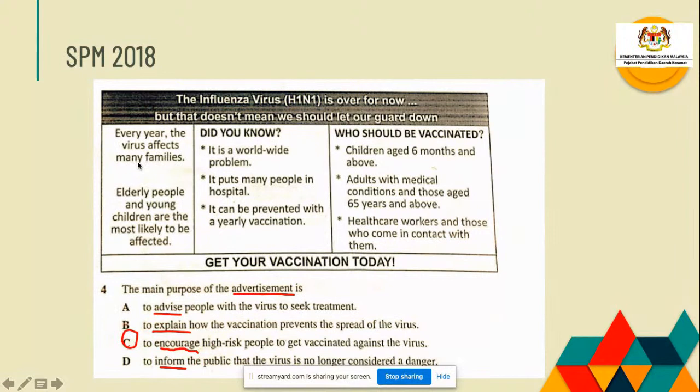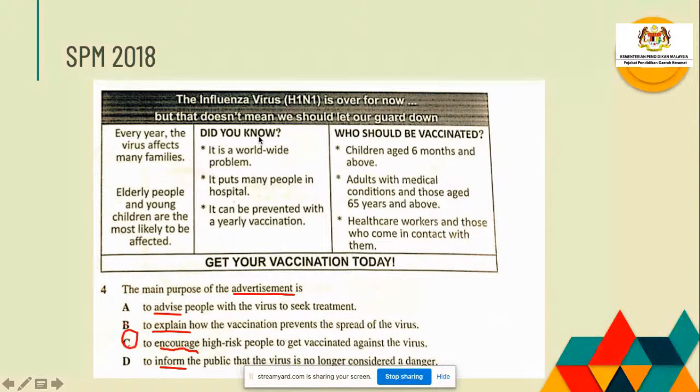So adakah ini menjawab mana-mana tadi? Advise, explain, encourage, inform? Tak ada kan, hanya memberi statement. Okay, elderly people and young children are the most likely to be affected. Dia kata orang tua, orang yang berumur dan kanak-kanak adalah yang paling tinggi risiko dia untuk dijangkiti. Ada tak bercakap tentang ini dekat dalam 4-4 ni? Tak ada.